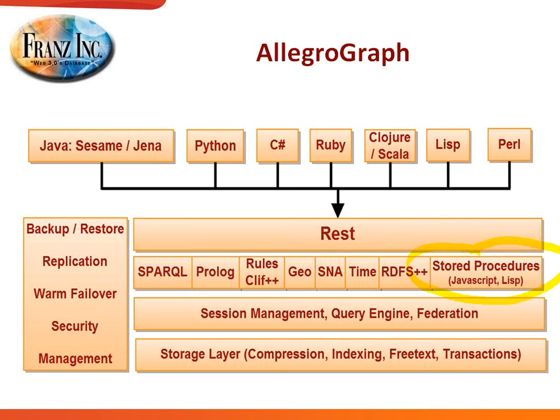But one thing that people have asked us for a long time now is to have a stored procedure language. And so as of, I think, 4.3, we provide JavaScript as our primary stored procedure language. And that's what this lecture is all going to be about. So why use AllegroGraph JavaScript?